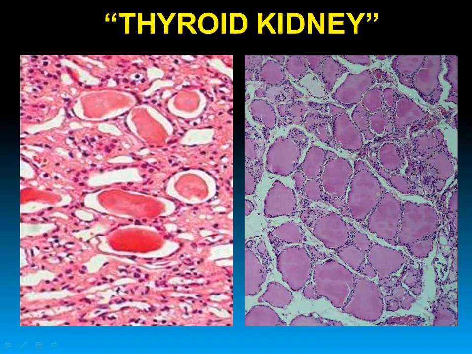The composition of this colloid-like substance is dead and desquamated epithelial cells of convoluted tubules. This is protein from the blood due to a damaged filtration barrier.